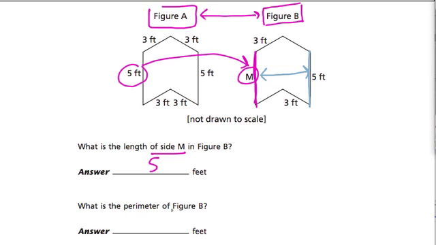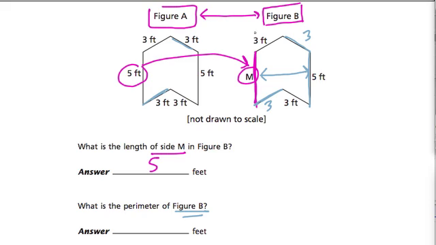The next thing they ask us is, what is the perimeter of figure B? Well, we can fill in the gaps here, right? This side and this side are corresponding. They're in the same relative spot. They're both 3 feet. This side and this side should be the same length. They're both 3 feet. So now to find perimeter, all we do is add every side of the shape.